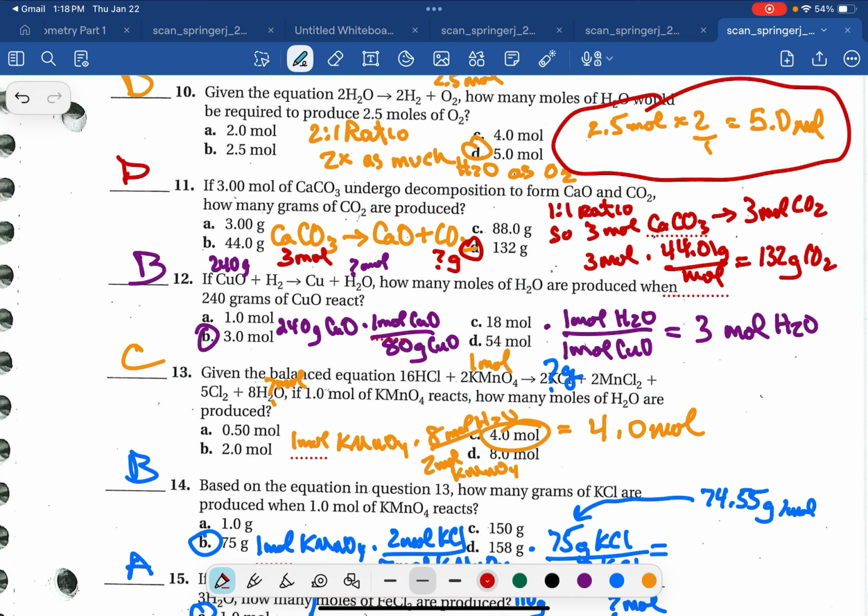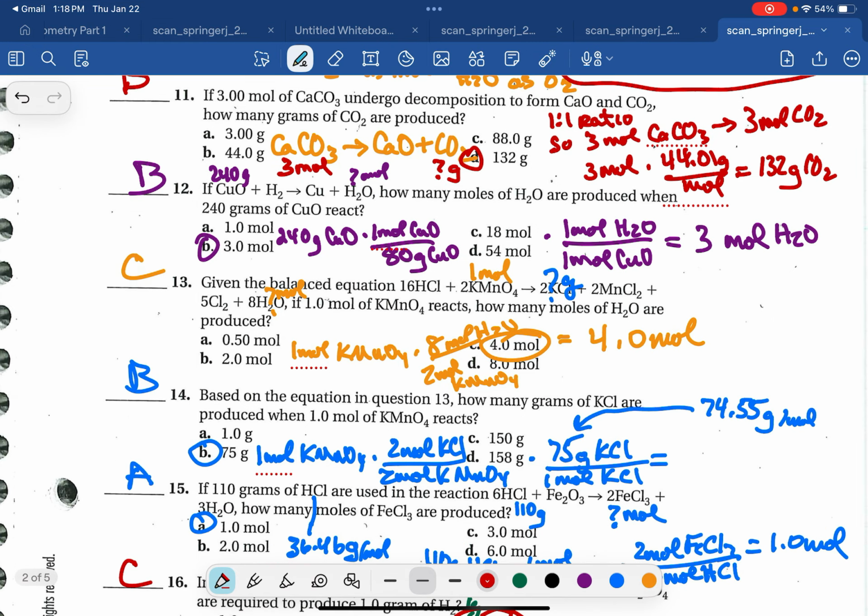Number 13, we don't know how many moles of H2O, but we've got 1 mole of KMnO4. So 1 mole KMnO4. We already have moles, so we don't have to do molar mass, times 8 moles of H2O from the balanced equation, over 2 moles of KMnO4 from the balanced equation. So 1 times 8 over 2 would be 4. Answer is C.